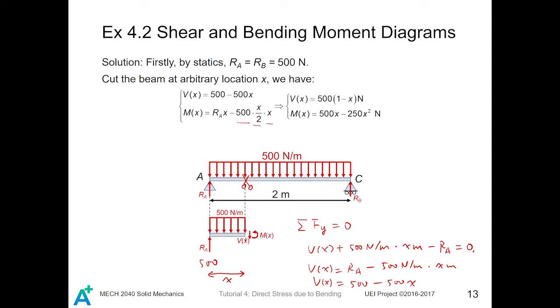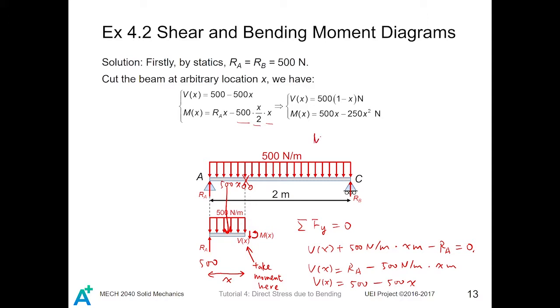Next, let's consider the moment in this beam. For this piece of cut material, the distributed load has a moment center located in the midway. The magnitude is 500x. Now we take the moment from this end. Then Ra is generating a moment of Ra times x, while the distributed load will generate a moment of 500x times x divided by 2 in the opposite direction.